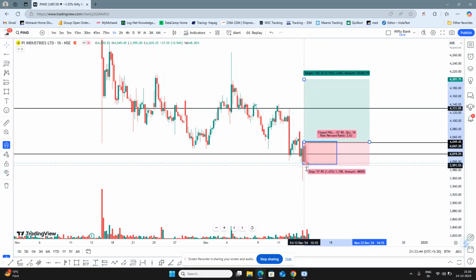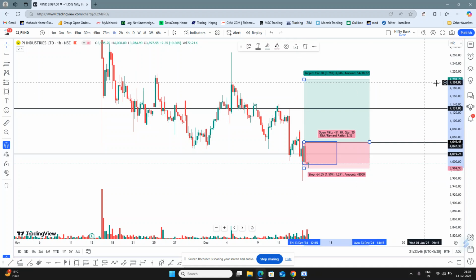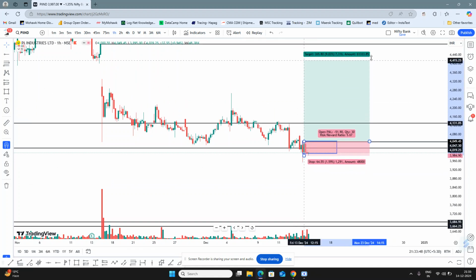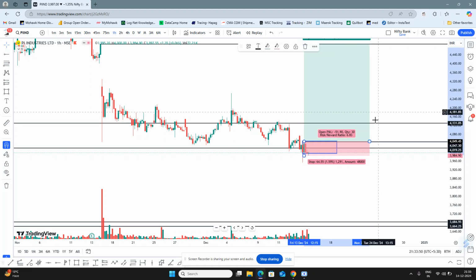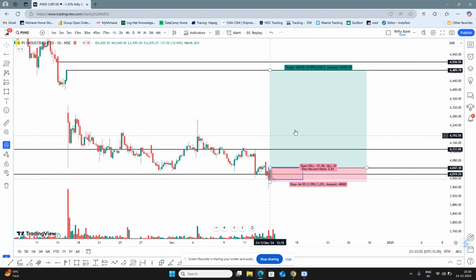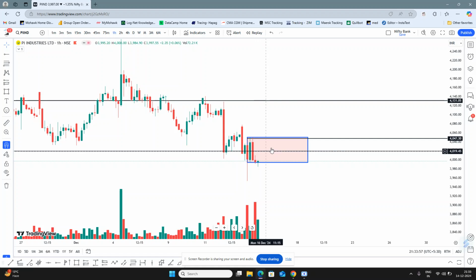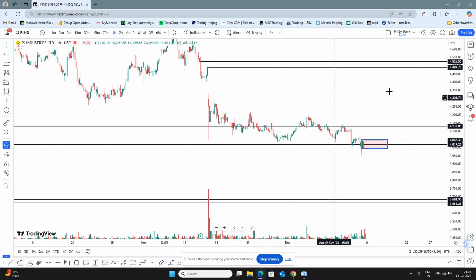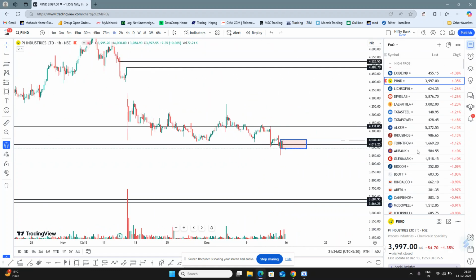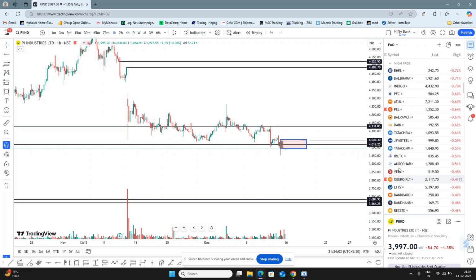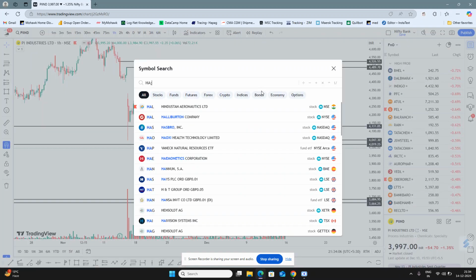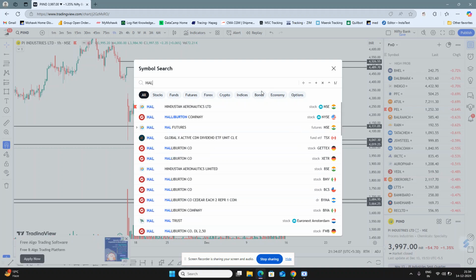And the stop loss of this and our target would be pretty big, right? So this is how you can utilize this opportunity in PI Industries. So please add it in your watch list and use all these things which are marked in PI Industries.